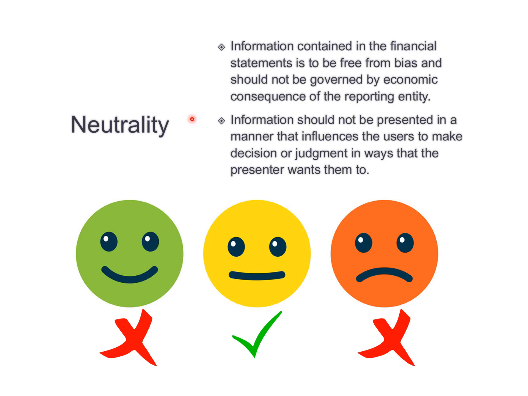Next adalah neutrality concept. So, what is neutrality concept? The information contained dalam financial statement is to be free from bias and should not be governed by economic consequence of the reporting entity. So, apabila kita report financial information, dia mestilah free from bias. The information should not be presented in a manner that influence the user to make decision in the way that the presenter wants them to. Apa maksud dia? Bila kita disclose accounting information dalam financial statement tu, kita tak boleh bias. Macam mana bias tu? Bias tu lah disclose information yang macam berat sebelah untuk influence decision maker. Decision orang yang akan buat tu.